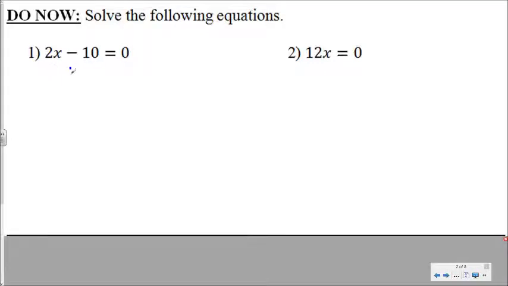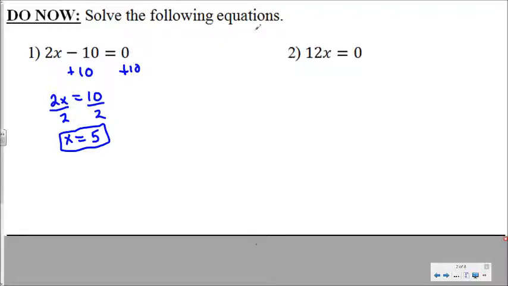So to do that, I'll add 10 to both sides. I end up with 2x is equal to 10, and then I'll divide both sides by 2 to get x is equal to 5. Pretty simple. And in number 2, you likely divided both sides by 12 to get x is equal to 0.